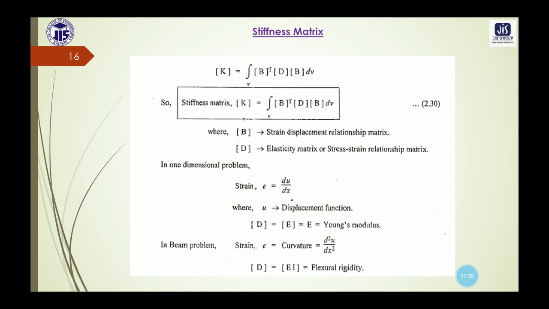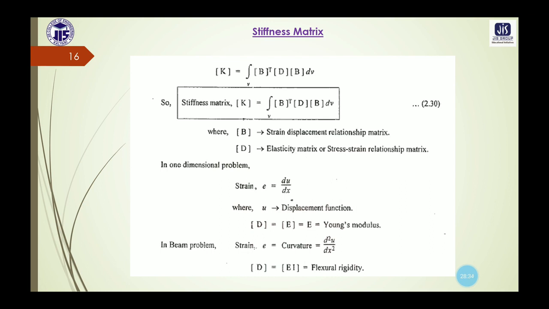Here B is the strain displacement relationship matrix which we have seen earlier. Then D is the elasticity matrix or stress strain relationship matrix. So this representation of the stiffness matrix, that is K equals the integration over volume of B^T D B dV, is equation number 2.30. This representation of the stiffness matrix we need to remember, and we will apply this formula to solve the numericals based on this stiffness matrix concept.